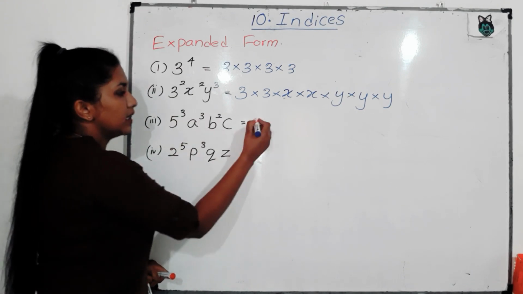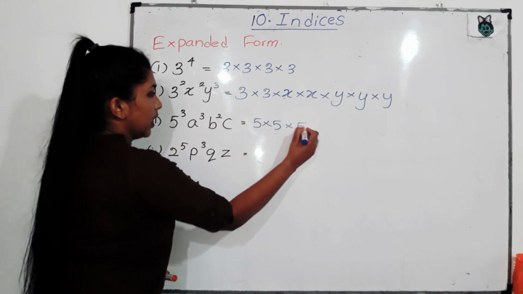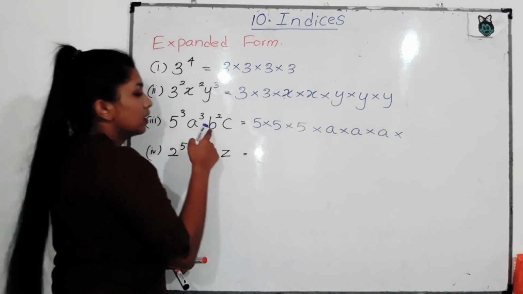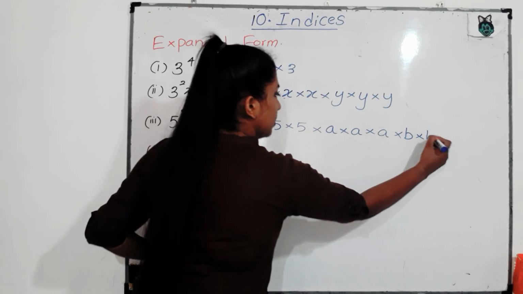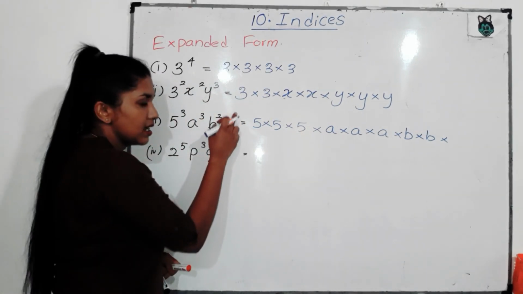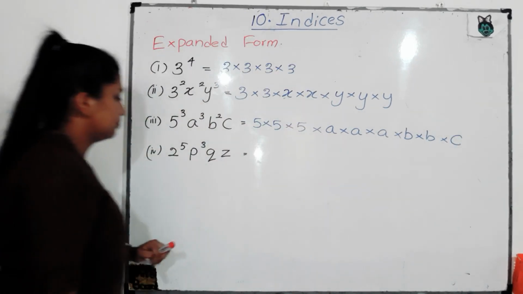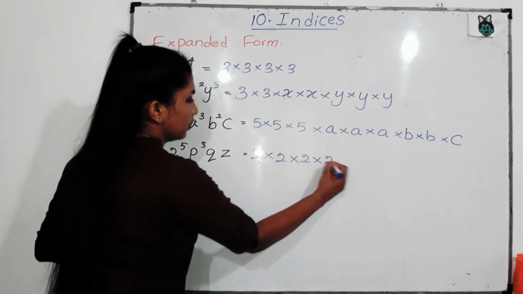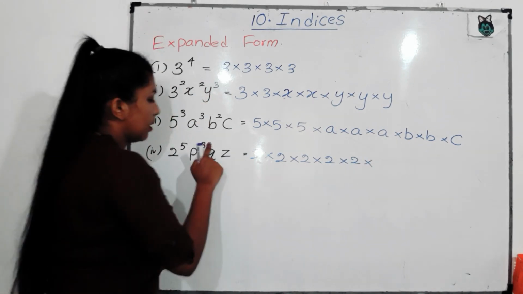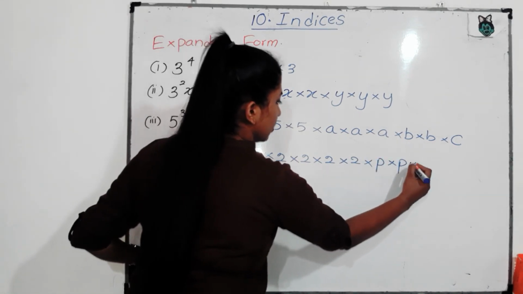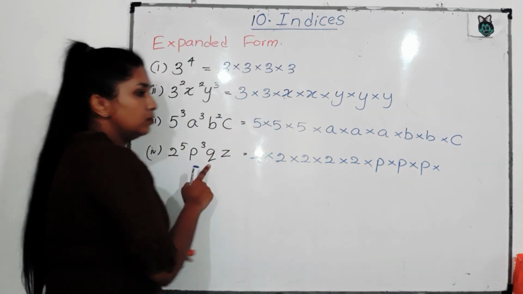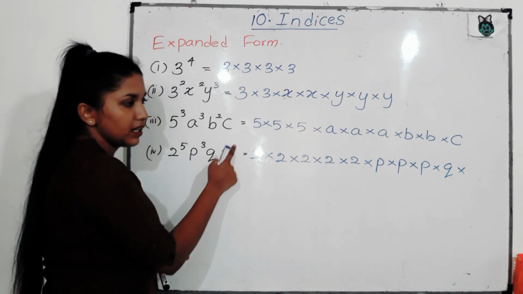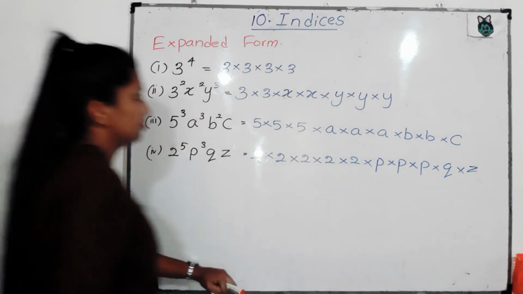Then 5 to the power 3 is 5 into 5 into 5. a to the power 3, a into a into a. b to the power 2 is b into b. And c to the power 1, this index is 1, only 1 c. Then 2 to the power 5, 2 into 2 into 2 into 2 into 2. And p to the power 3 is p into p into p. And q into 1, this index is 1, into z.